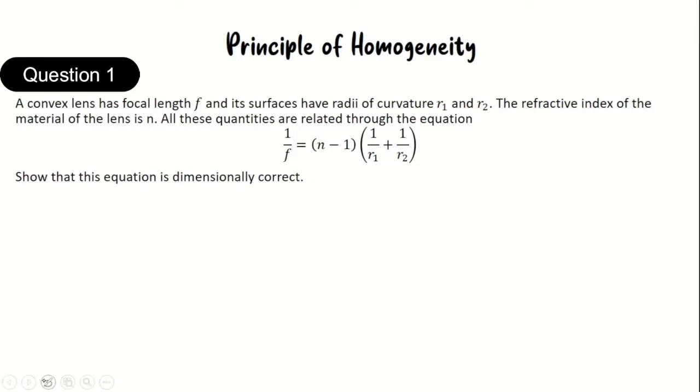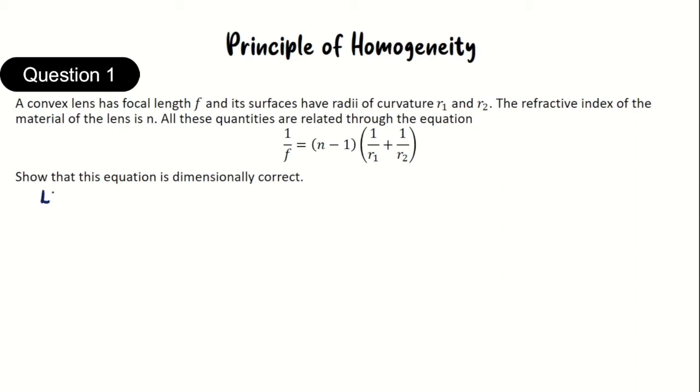Okay, let's start with the first question, where we have 1 over f equals (n minus 1) times (1 over r1 plus 1 over r2). Here f is the focal length and r1 and r2 are the radii of curvature. It asks us to prove whether the equation is dimensionally correct. By using the principle of homogeneity, we need to check whether the dimension on the left hand side equals the dimension on the right hand side.